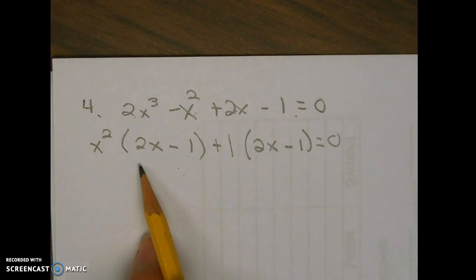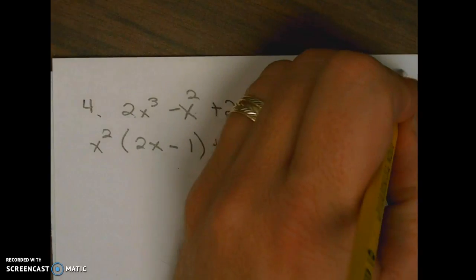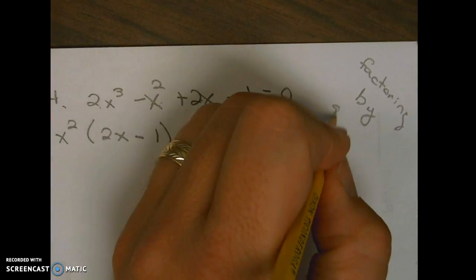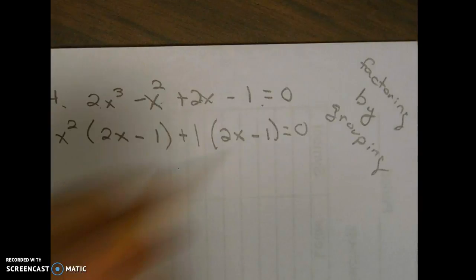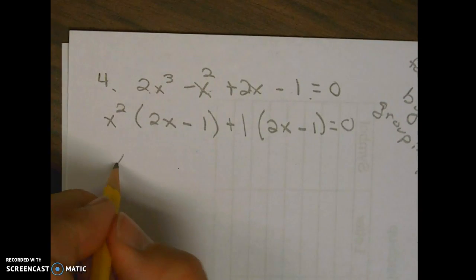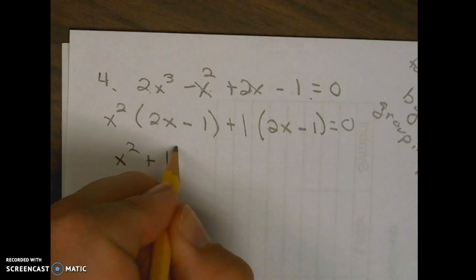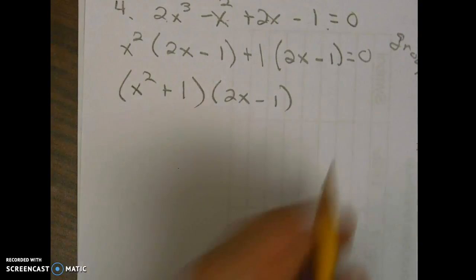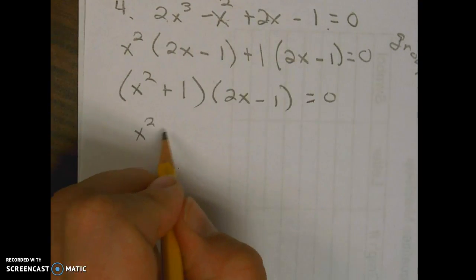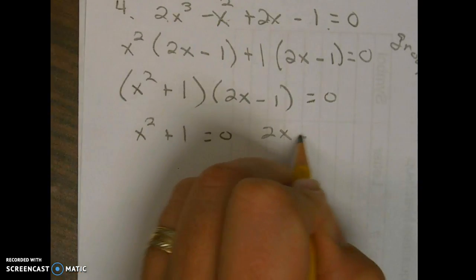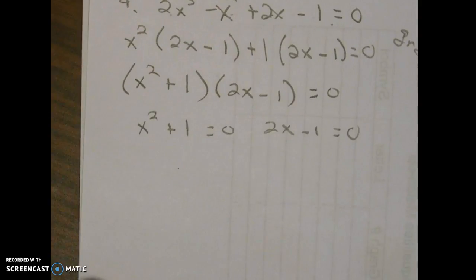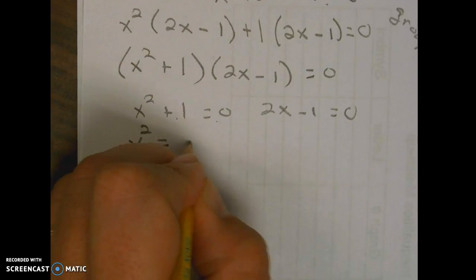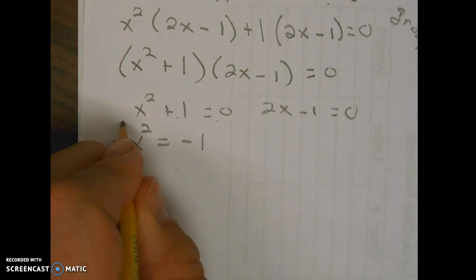And remember, this is called factoring by grouping. Always got to keep an eye out for that too. So we have x squared plus 1 and 2x minus 1. And then we have to solve these. So set each factor equal to 0. And yes, I'm going fast. This is review. And solving this the traditional way, we're going to subtract 1 on both sides, square root both sides.